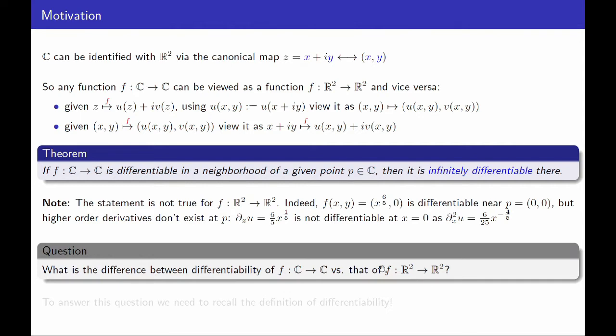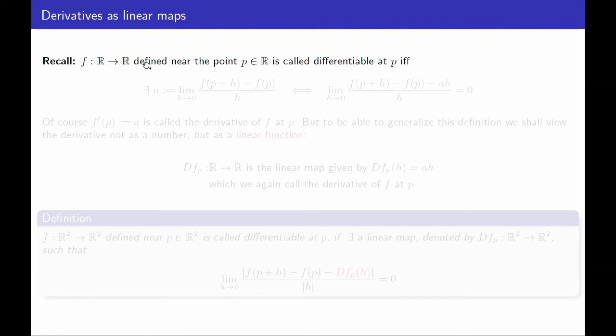And to answer this question, we need to recall the definition of differentiability. So let us start with the one-dimensional case. If we have a function f that maps R to itself, which is defined near the point p, then it is called differentiable at point p if and only if the following limit, the limit of (f(p+h) minus f(p)) over h as h approaches 0, exists, and we denote that limit by a. Equivalently, we can take a to the other side, bring to a common denominator, and obtain the following formulation. So f is differentiable if there exists a finite number a, so that this limit is equal to 0.